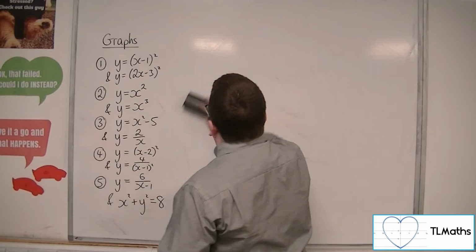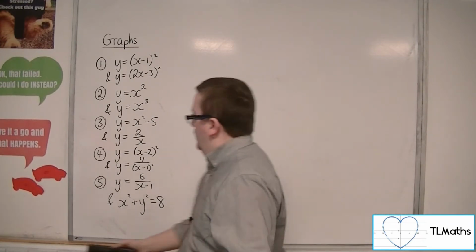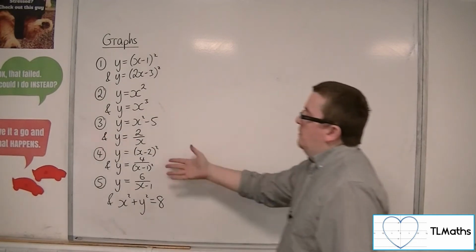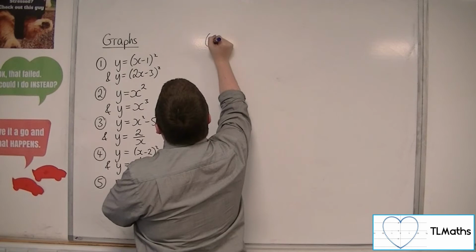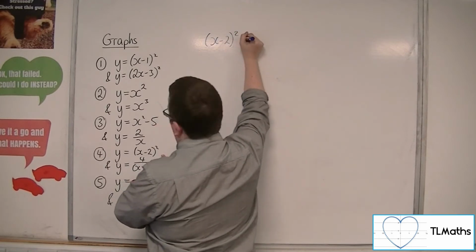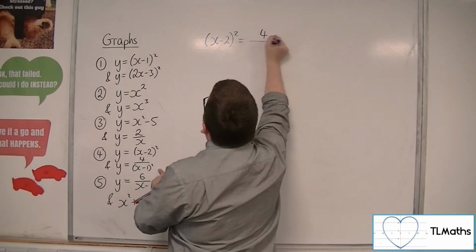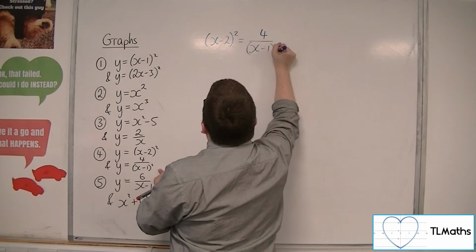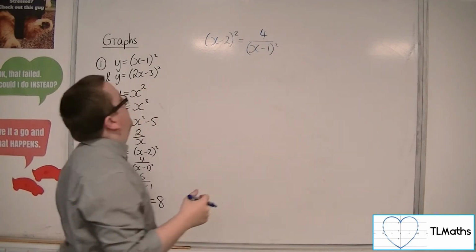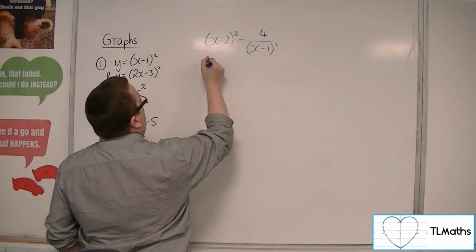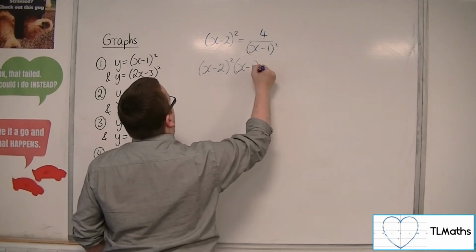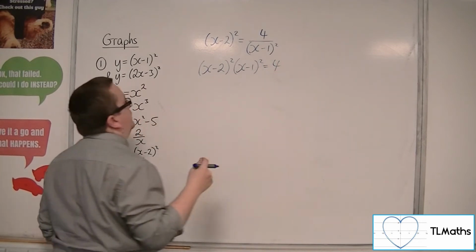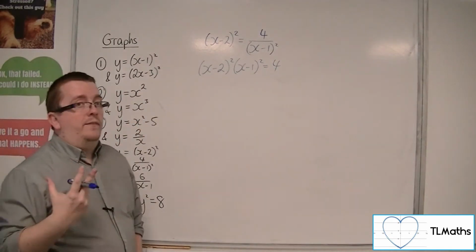Okay, so that one was a little bit more involved. So number 4, y is equal to x minus 2 squared. So x minus 2 squared is equal to 4 over x minus 1 squared. Okay, so I'm going to multiply up first, like so. Now I'm going to need to expand those brackets.